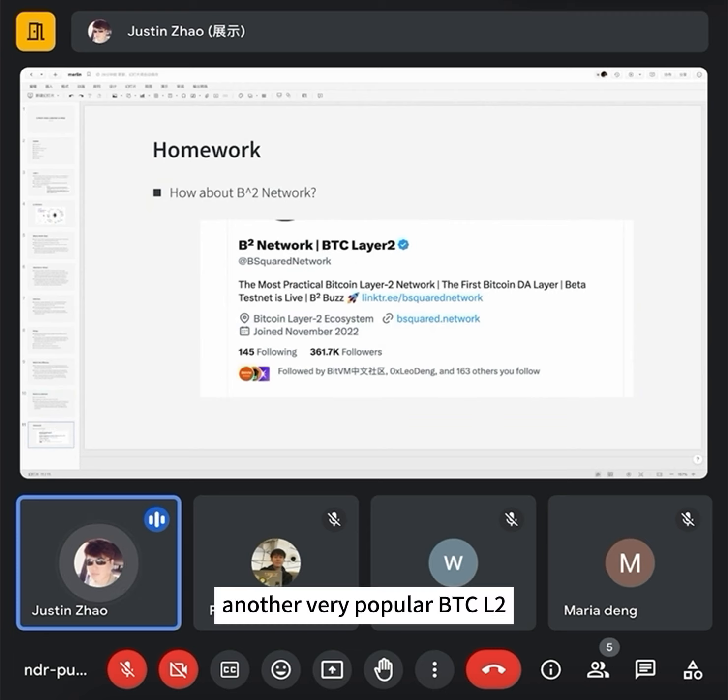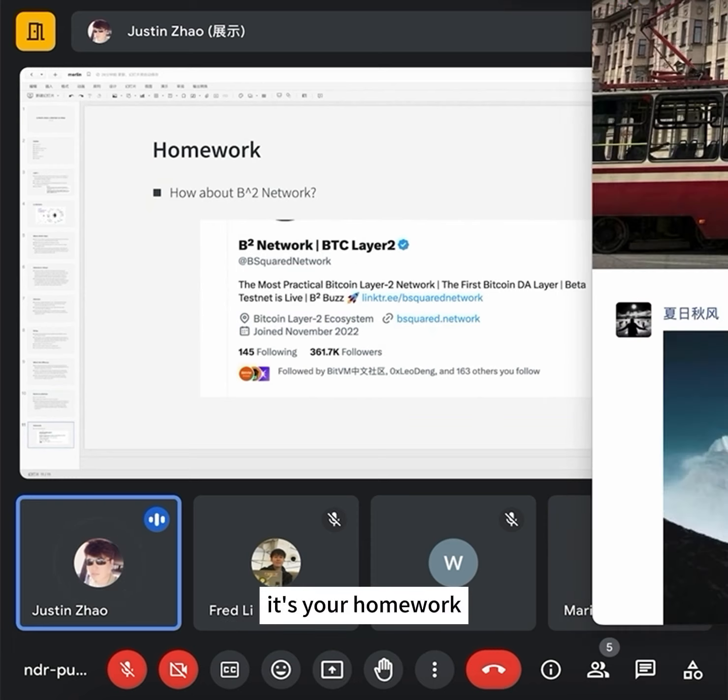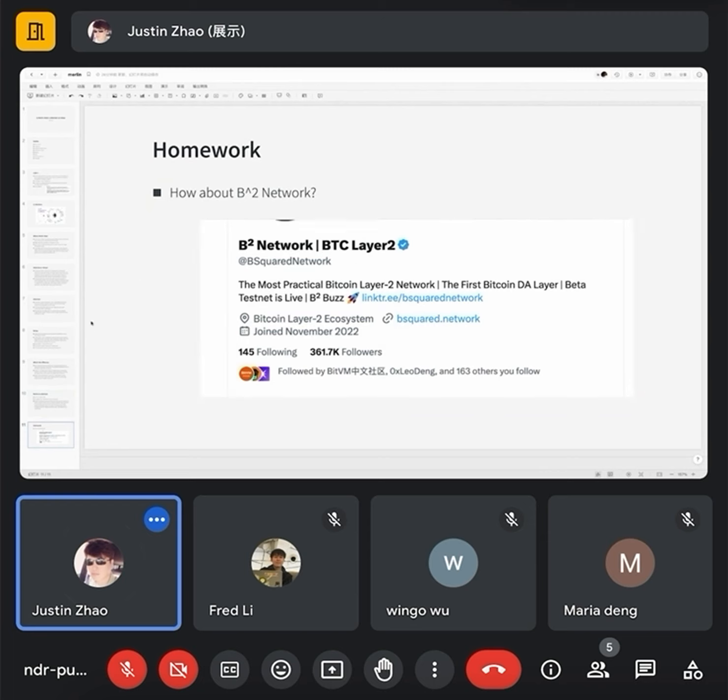How about another very popular Bitcoin layer 1 solution? It's called B-squared network. Is that a sidechain or rollup? It's your homework. That's it.